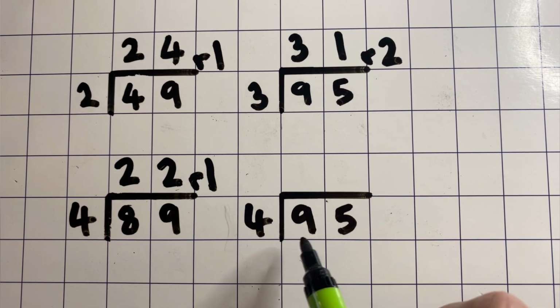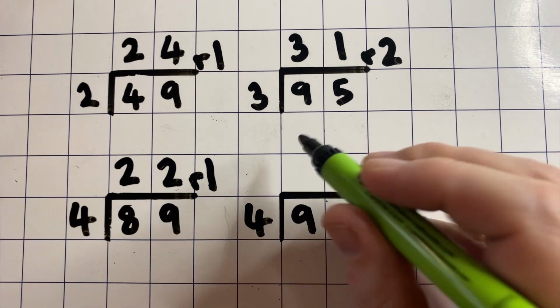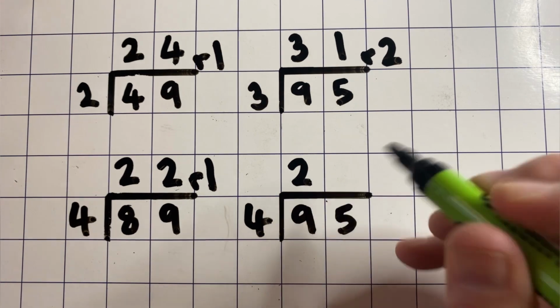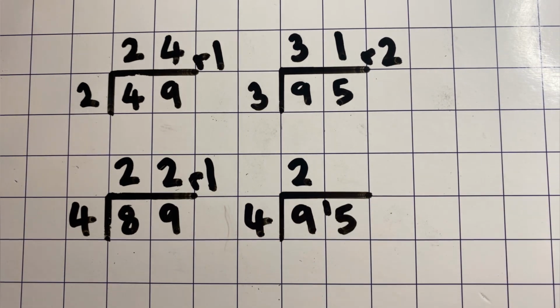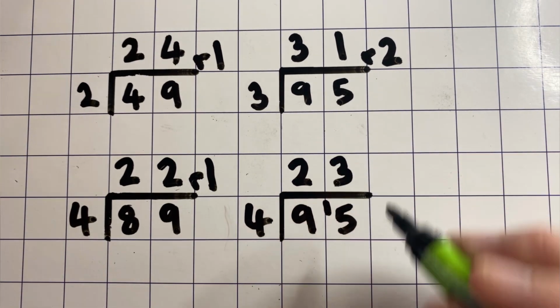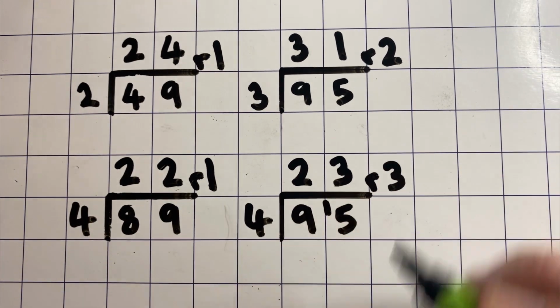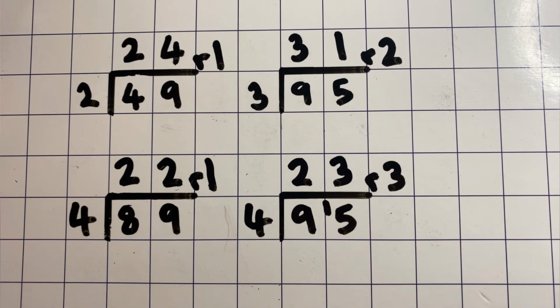Last one here, 95 divided by 4. How many times does 4 go into 9? 2 with 1 left over. So here, it will go there. How many 4's go into 15? Well, you can get 3. 3 4's are 12, and that gives you a remainder of 3. So it's exactly the same process, but just don't forget to put the remainders with the R at the end.